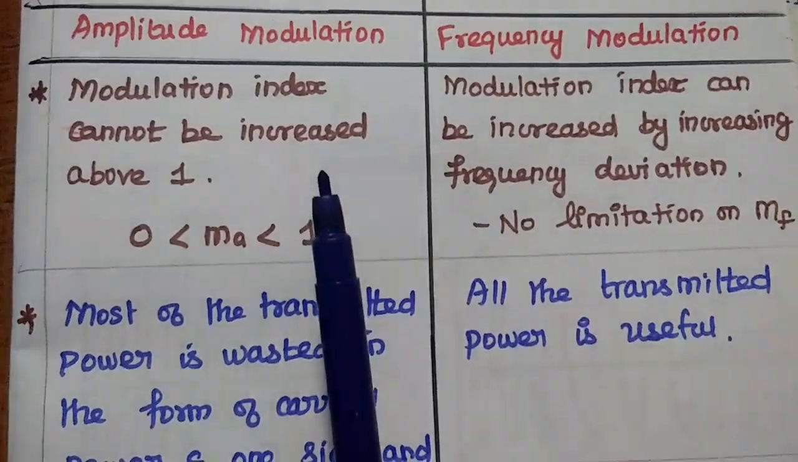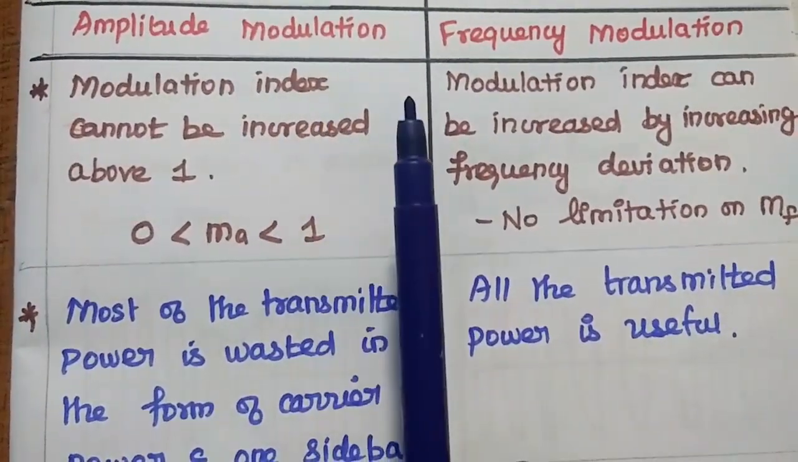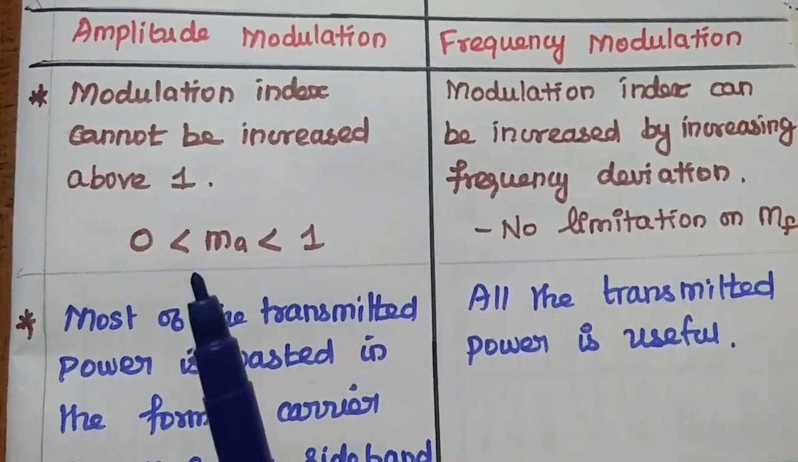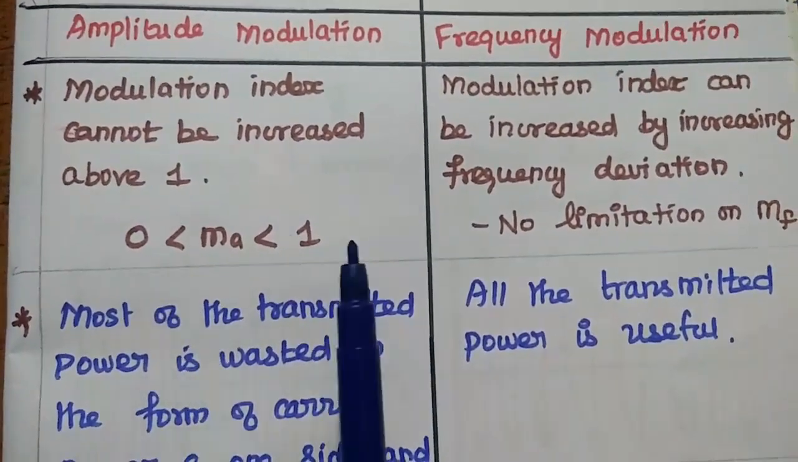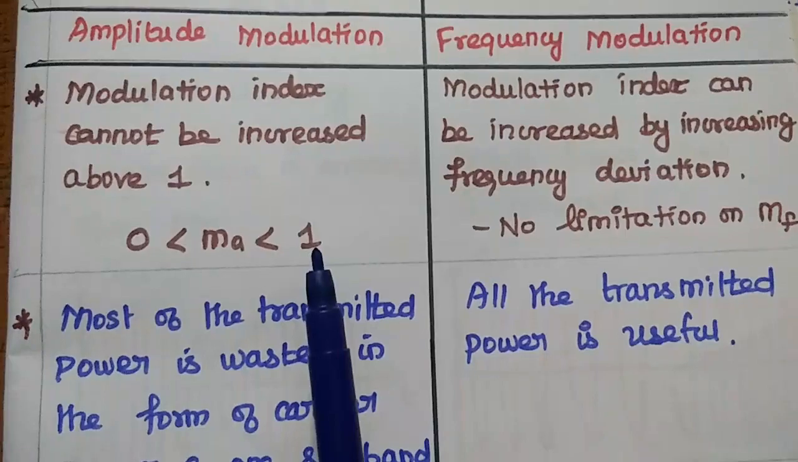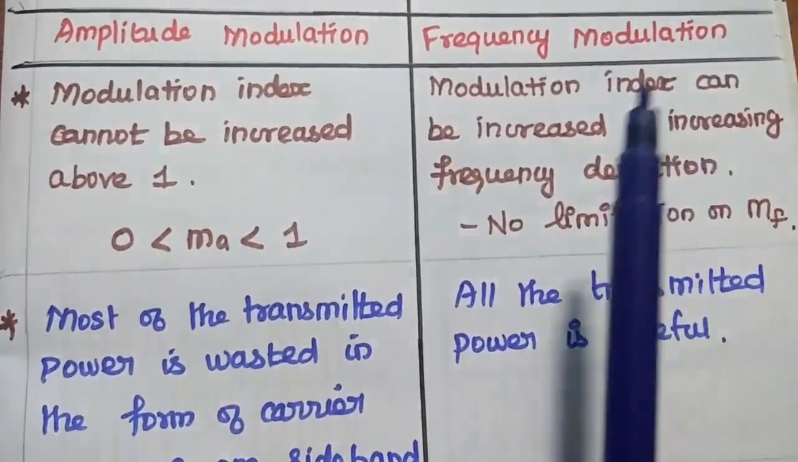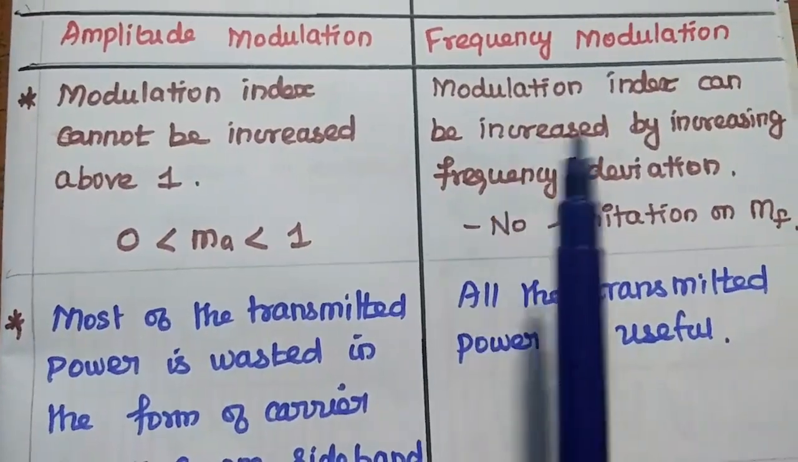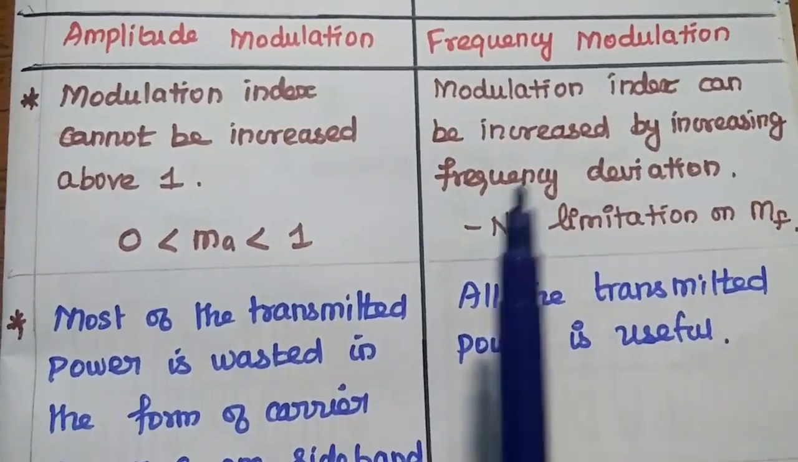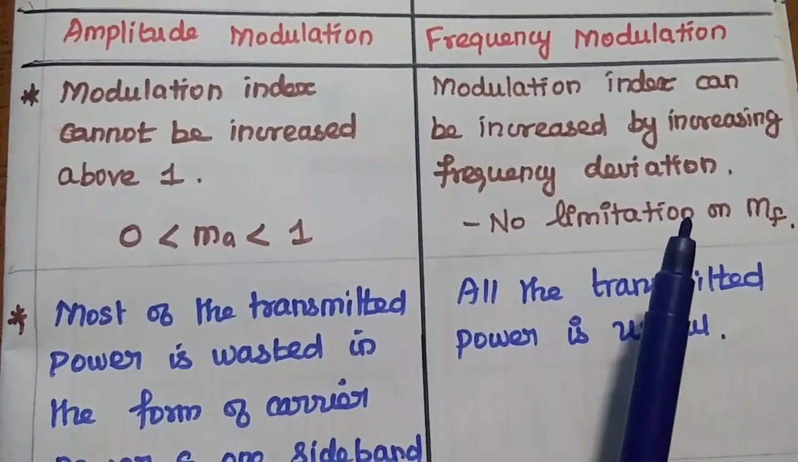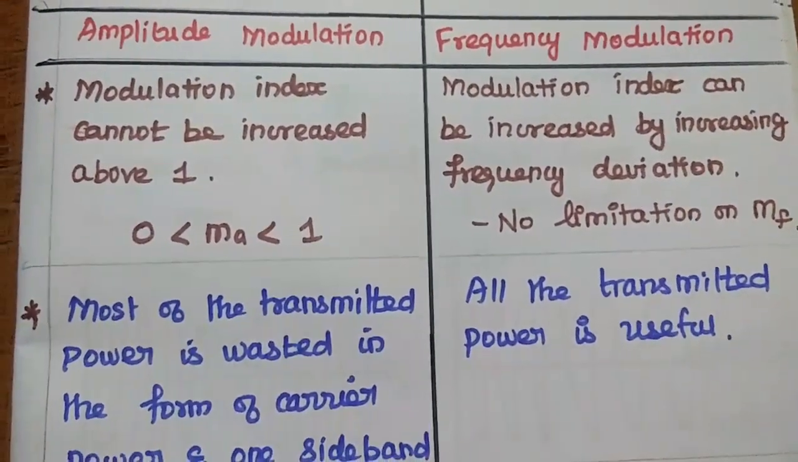In amplitude modulation, the modulation index value cannot be increased above 1. It should be in the range from 0 to 1. Its maximum value is 1. But in frequency modulation, the modulation index can be increased by increasing the frequency deviation. There is no limitation on modulation index.